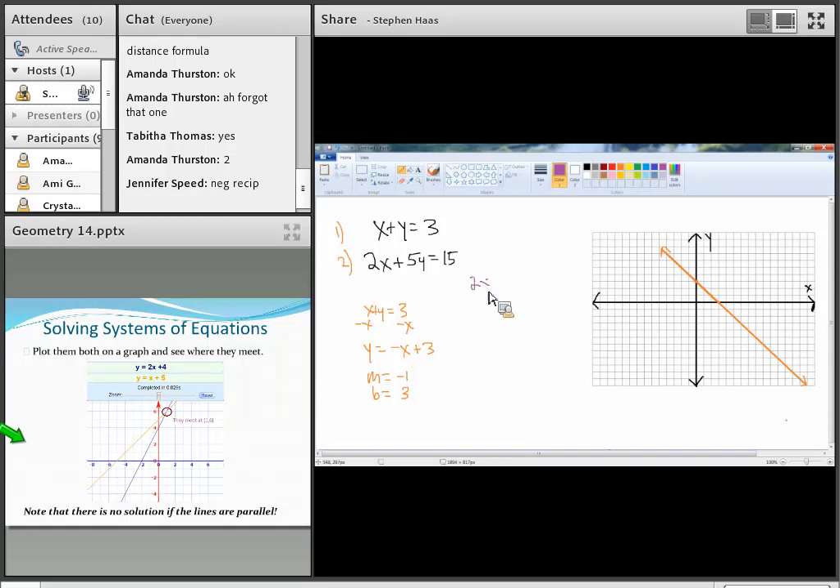The second one is a little harder: 2x plus 5y equals 15. Again, we want to get the y by itself, so I'm going to subtract 2x from each side, and we'll get 5y equals negative 2x, let's say, plus 15. Again, just using the x term first and the plain term next. Now we want to isolate y, so we'll divide by 5, and we'll divide this by 5 and divide that by 5. So y equals negative 2/5 x plus 15 divided by 5, which is 3.